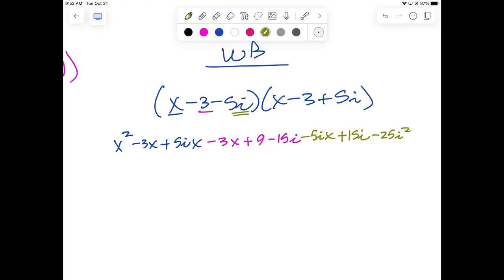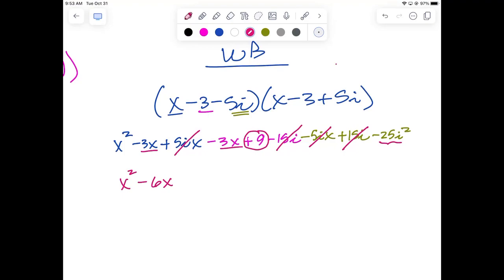Now, if we do this correctly, everything that has an i, just like everything that had a radical, should cancel. So we got a positive 5ix and a negative 5ix, a negative 15i and a positive 15i. Make sure that they do, in fact, cancel. So now I can just write my result. I get x squared. I have a minus 3x and a minus 3x. That's a minus 6x. And I got a plus 9 right here. And look at this on the end. I have a minus 25i squared.